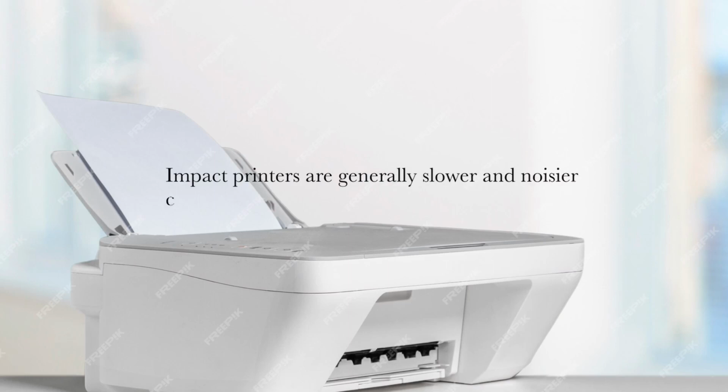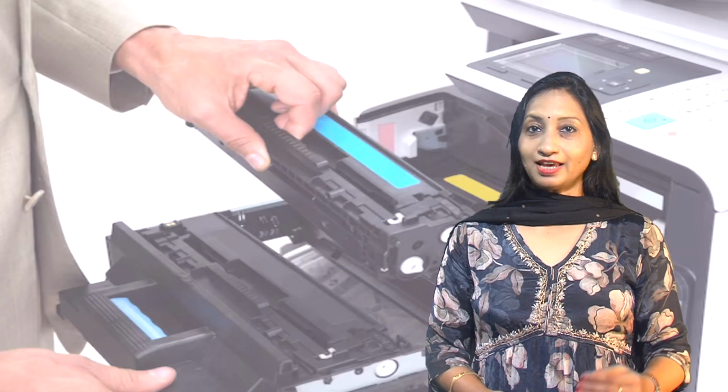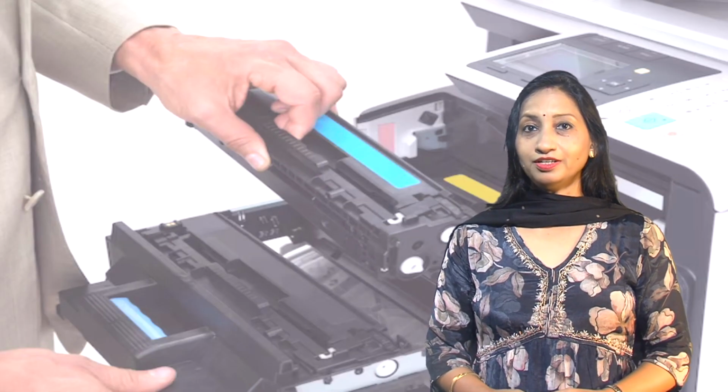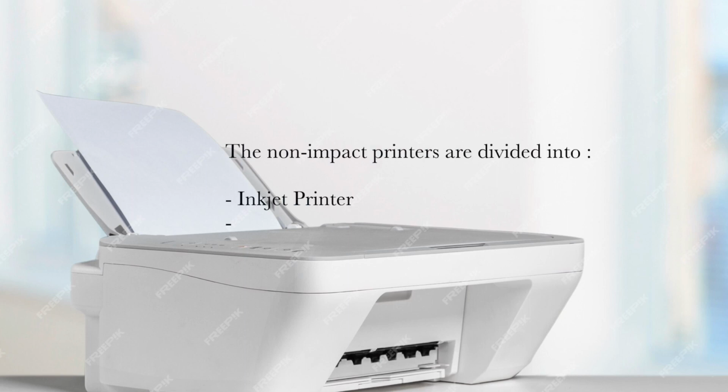The main drawbacks of the impact printer are that though the impact printers are known for their ability to create multi-part forms, making them suitable for tasks like printing invoices or receipts, however, they are generally slower and noisier compared to the non-impact printers.